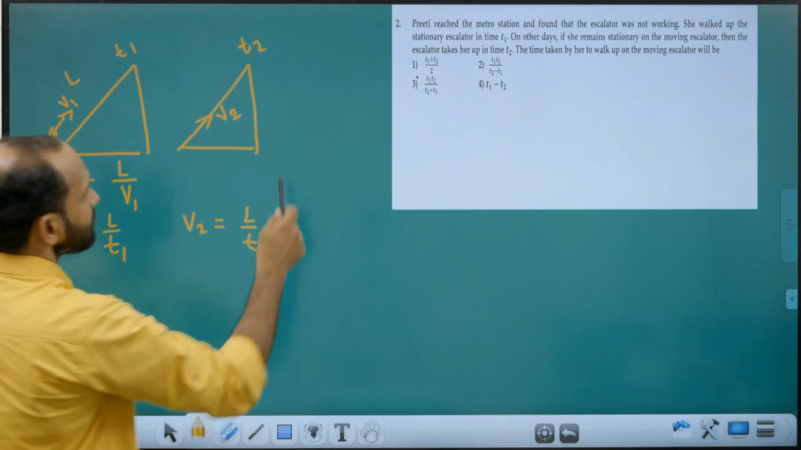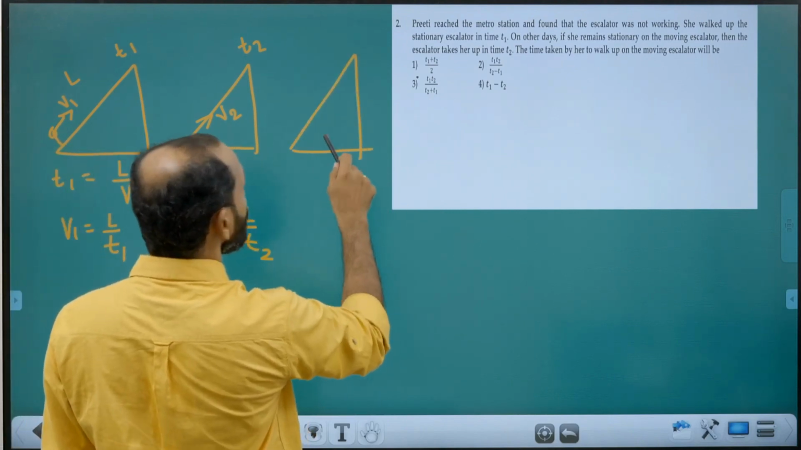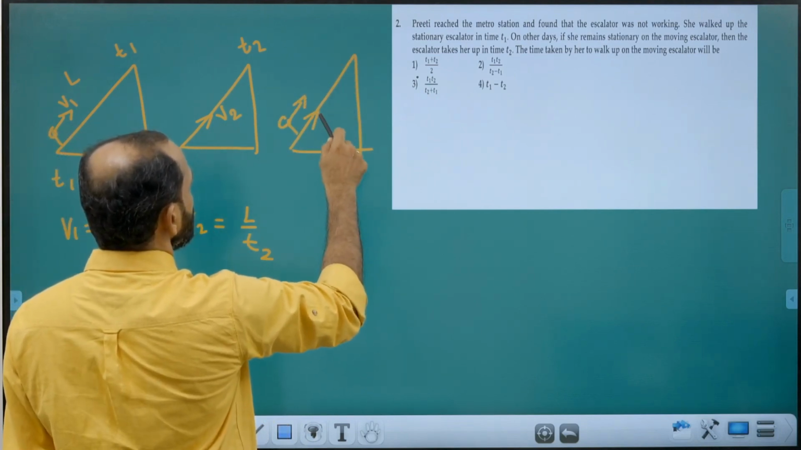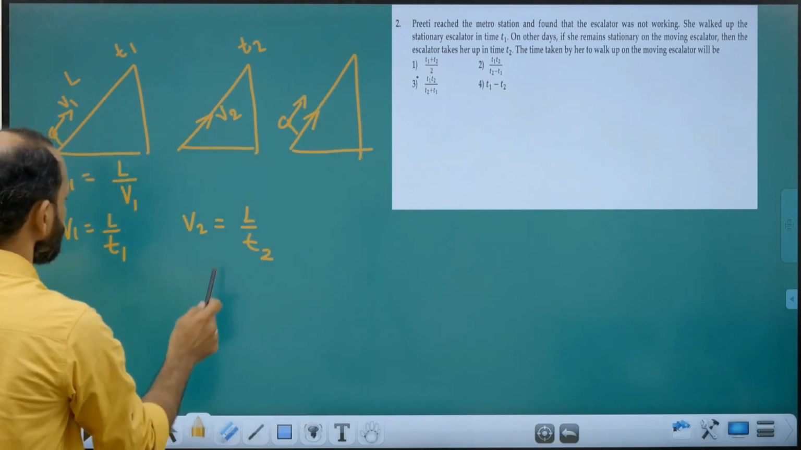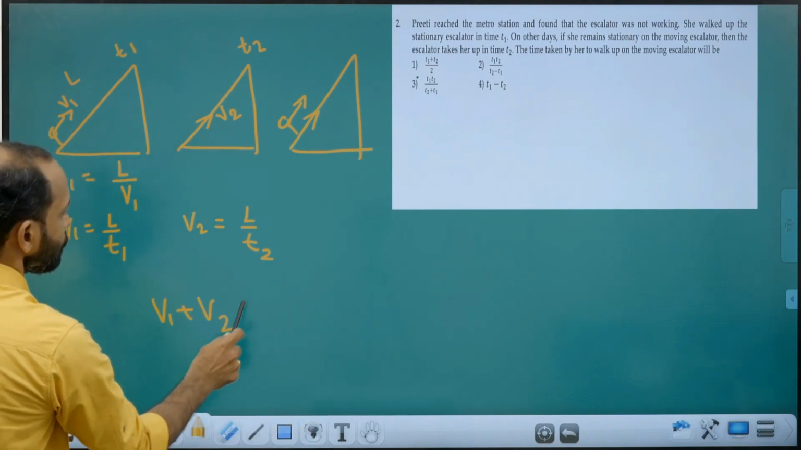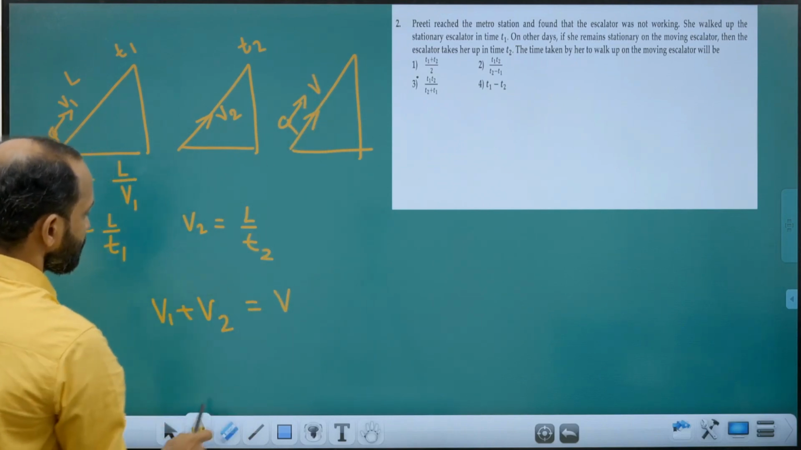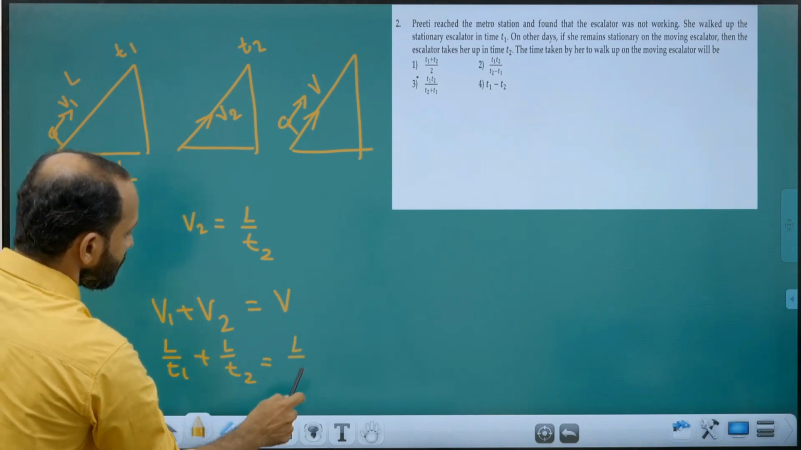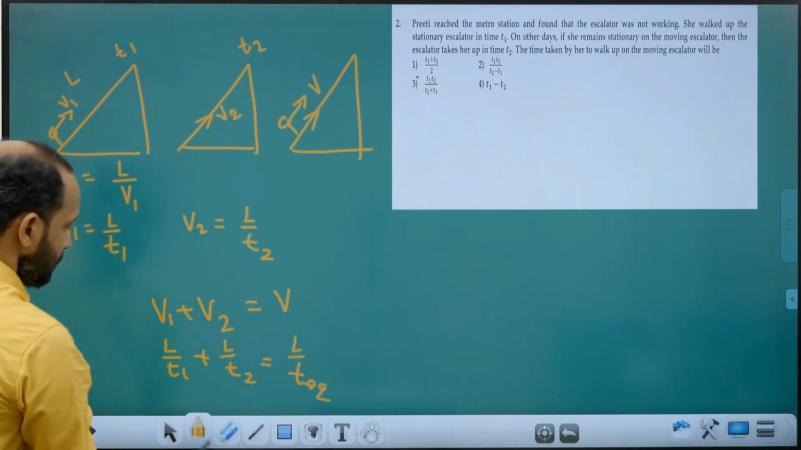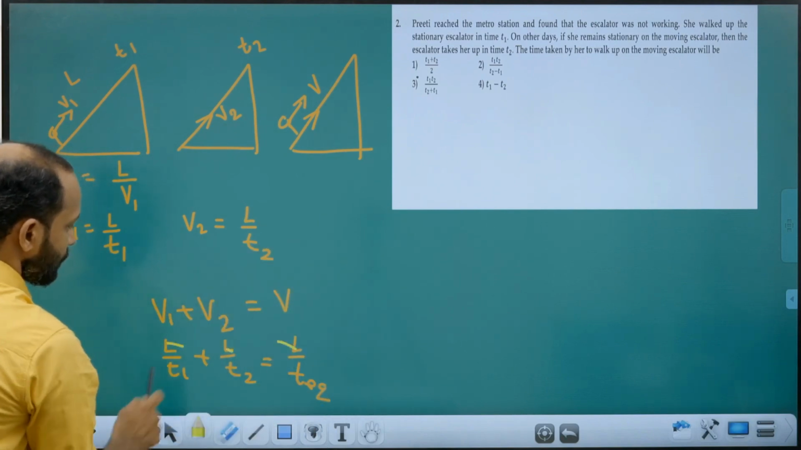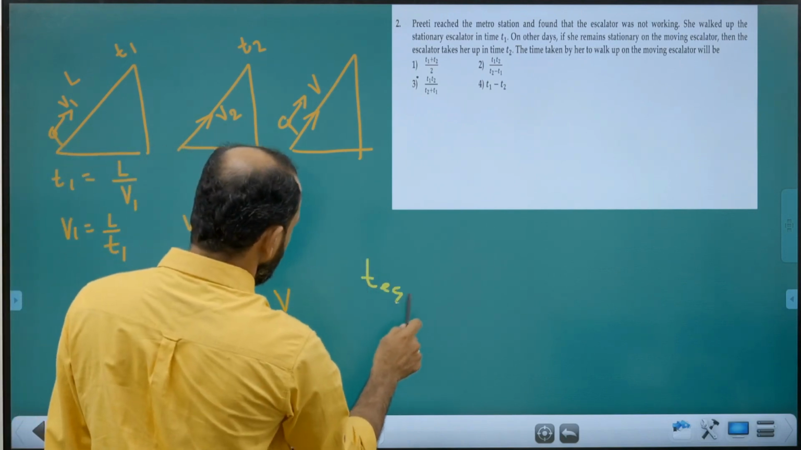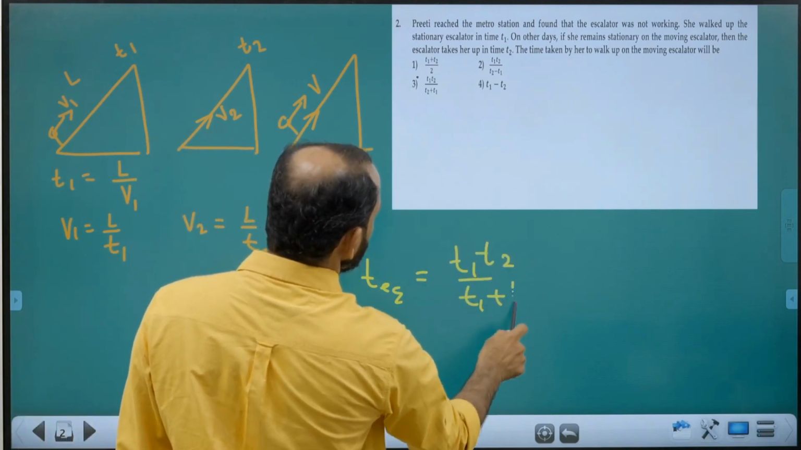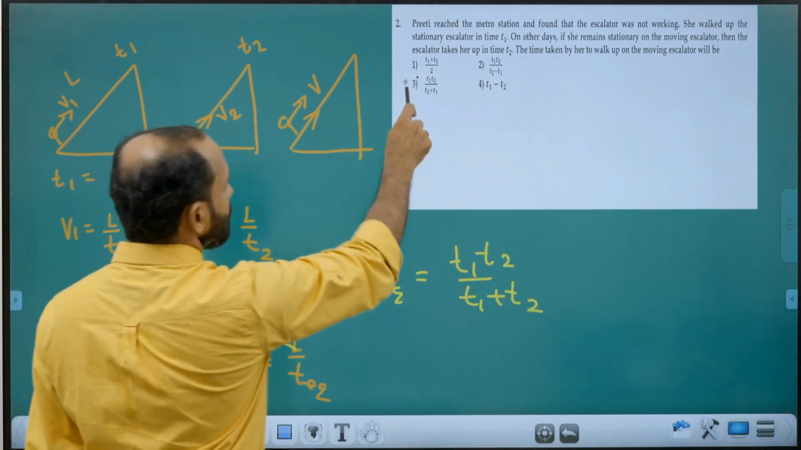But on another occasion, what happens? Both move. Preeti moves up, and the escalator also moves. So you can add those velocities, that is v1 plus v2. That will be the common velocity v. That is L by t1 plus L by t2 equals L by t equivalent. You can cancel L from both sides. You get t equivalent is equal to t1 t2 divided by (t1 plus t2). So the right choice is option 3.